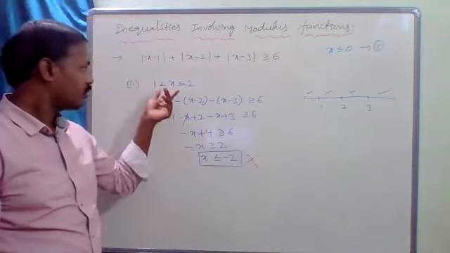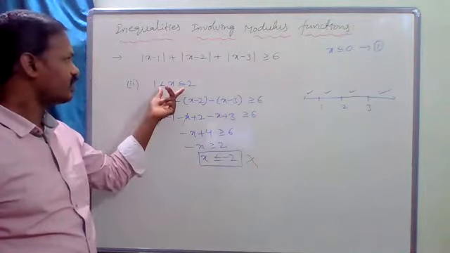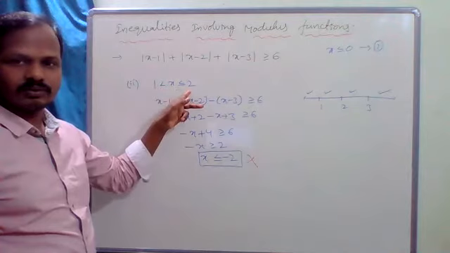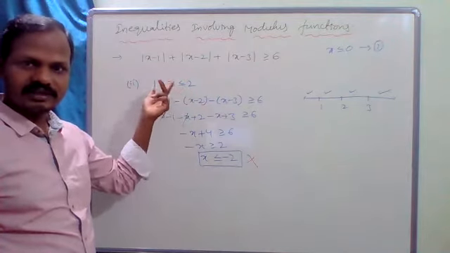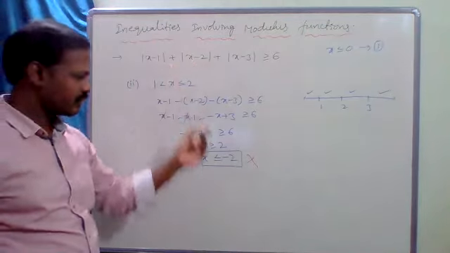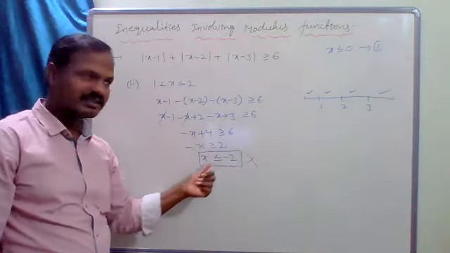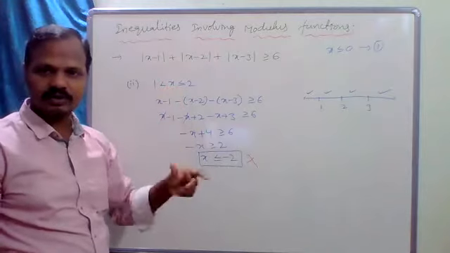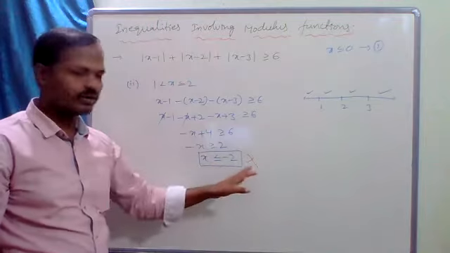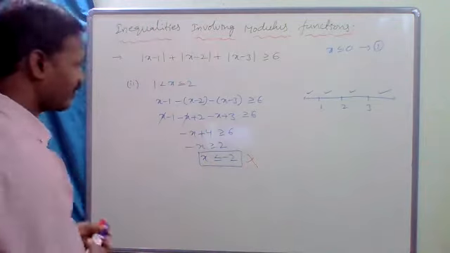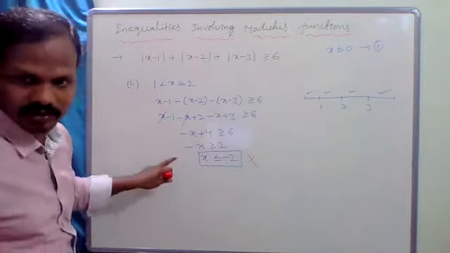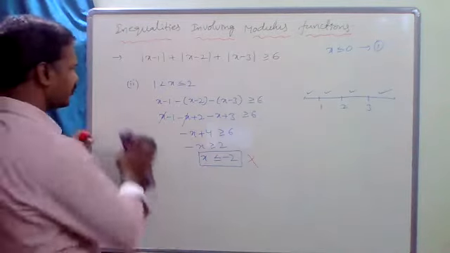Is it clear? Actually, you consider 1 less than x less than or equal to 2. This is our x case. In this case, we have to find the x value for this expression. But what we get? X less than or equal to minus 2. But x lies between 1 and 2. It is outside the range. So no solution. Okay, clear. Now, third case. Okay, here no solution. Now third.